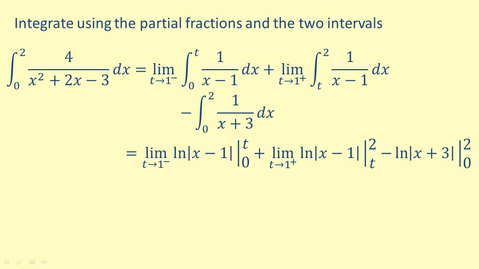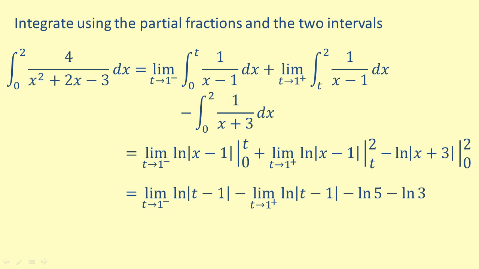This gives us the limit as t approaches 1 from the left of the natural log of the absolute value of x minus 1 evaluated from 0 to t plus the limit as t approaches 1 from the right of natural log of the absolute value of x minus 1 evaluated from t to 2 minus the natural log of absolute value of x plus 3 evaluated from 0 to 2. Recall that the natural log of 1 is 0.